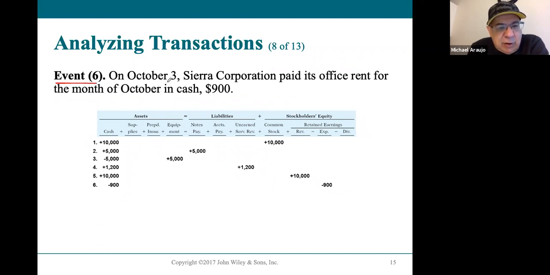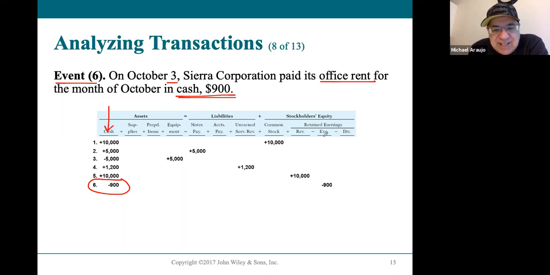The 6th event also happened on the 3rd of October, and it looks as though they had to pay their rent for the month of October. We usually assume the majority of expenses are paid in cash. There are some that are not, that we'll get into in the next chapter, but for the most part, when you see a company has an expense, they've paid it in cash. And so here, they have paid office rent for the month. Well, they paid in cash, and so they have less cash. Cash account is affected, and they have much less cash.